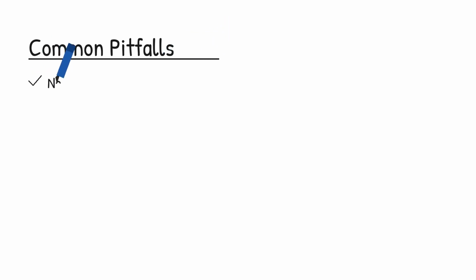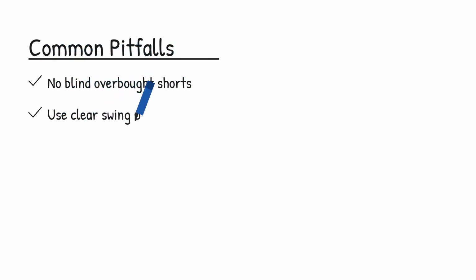3 traps to avoid. First, shorting just because RSI is above 70 in a trending market. Second, calling divergence on every wiggle, instead of waiting for clear, comparable swing highs or lows. Third, using the same 14-period setting on every time frame. Intraday traders often prefer shorter lookbacks like 9, while swing traders sometimes lengthen to 21 for smoother signals.